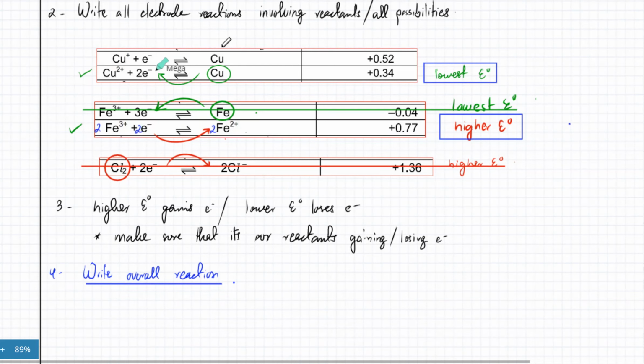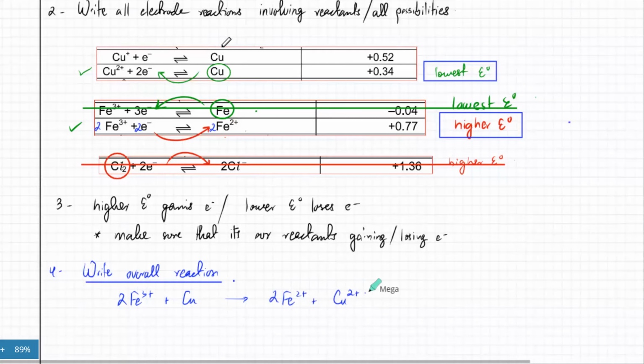Because over there, copper is gaining 2 electrons. And then you add up the reactants. In the bottom one, it's Fe3 plus. Those are your reactants. And in the top one, it's copper that's losing electrons. And your products are going to be, in the bottom one, 2 Fe2 plus that's getting formed. And in the top one, it's copper 2 plus that's getting formed.